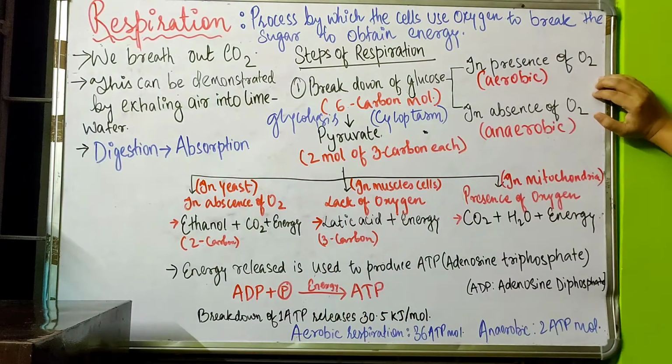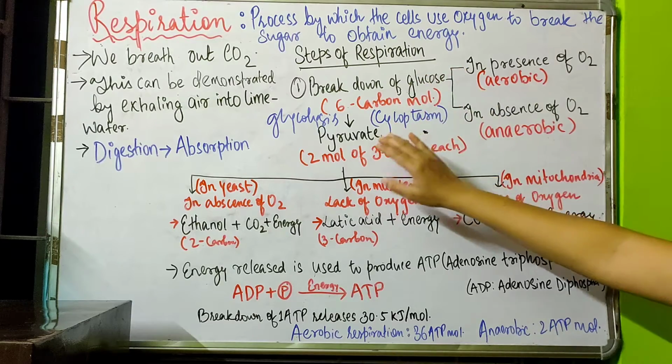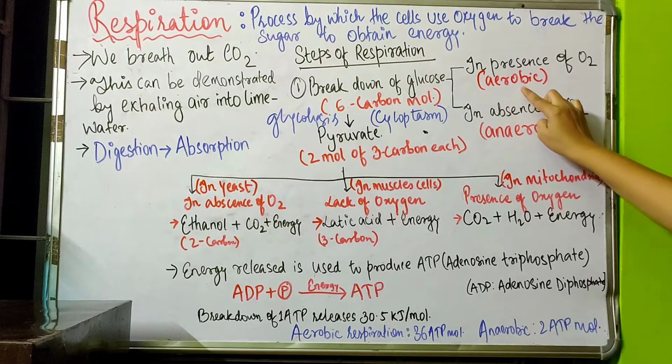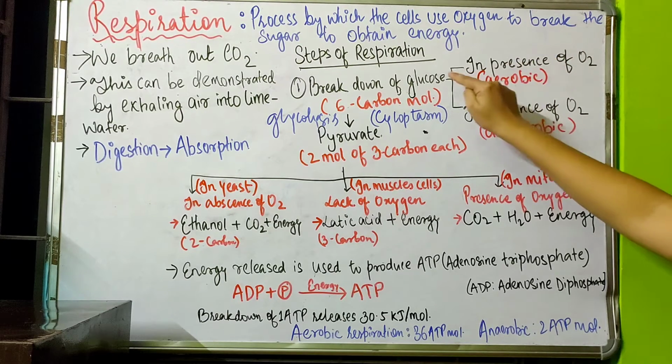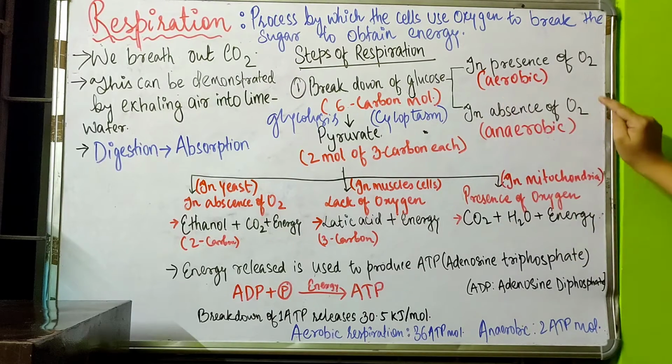See here, if this process of breaking down of glucose into pyruvate happens in the presence of oxygen, then the process will be known as aerobic respiration. And if this process happens in the absence of oxygen, then the process would be known as anaerobic respiration.